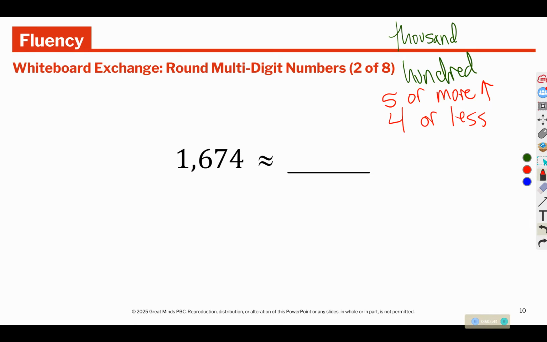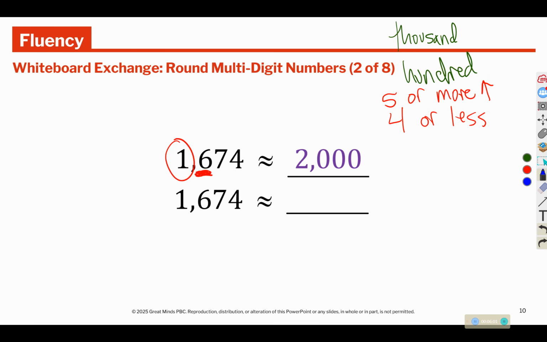Rounding to the thousands place. Look to the right. That is 5 or more. So the 1 turns into a 2. And we fill it in with 3 zeros. Now rounding to the hundreds place. We look to the right. 7 is 5 or more. So the 6 has to raise the score. If you raise the 6, it turns into a 7. And fill in those place values with zeros.